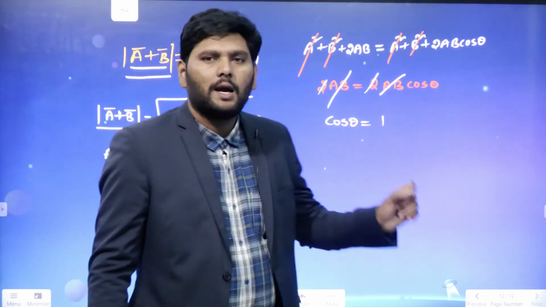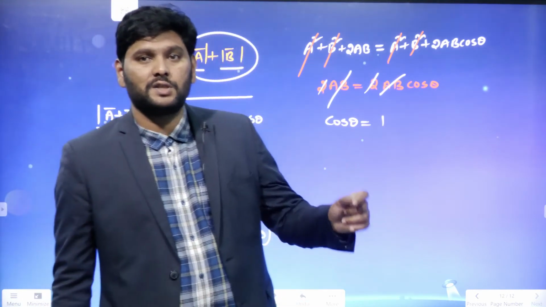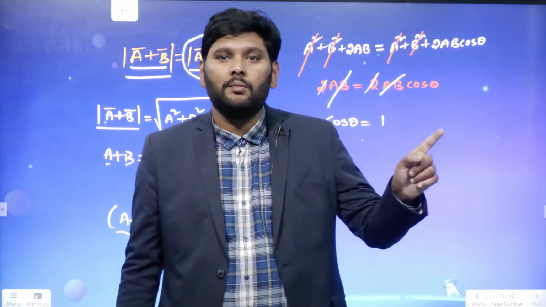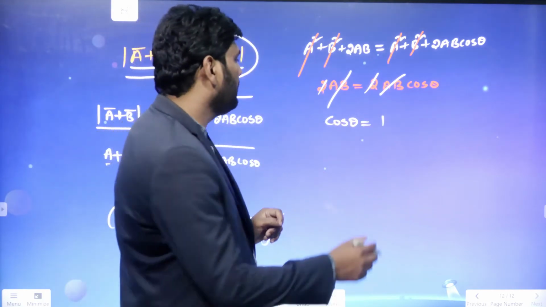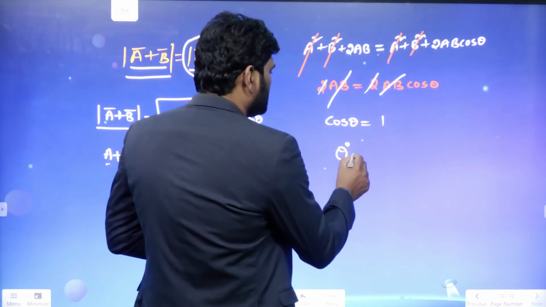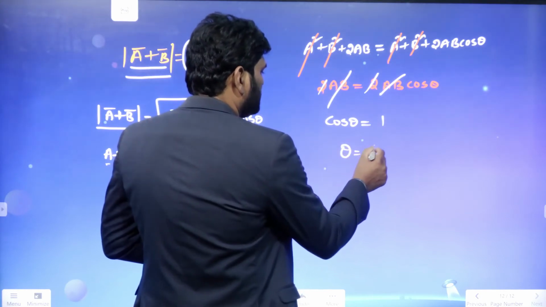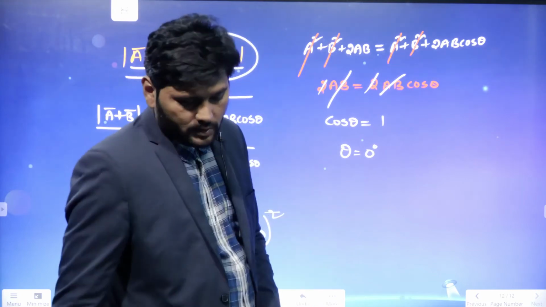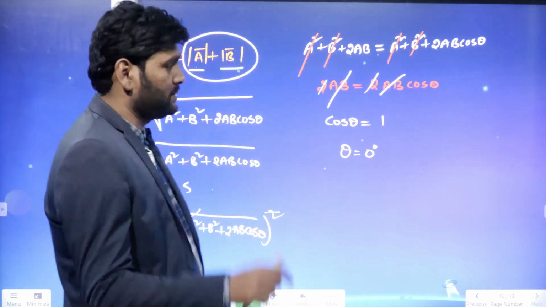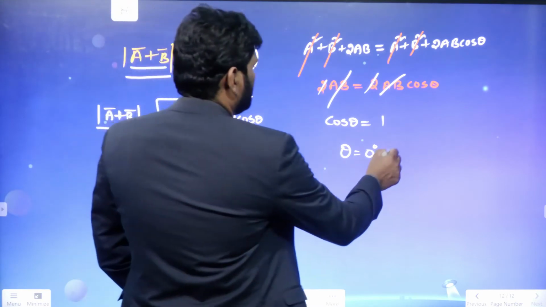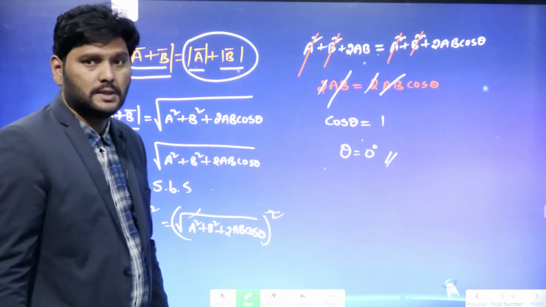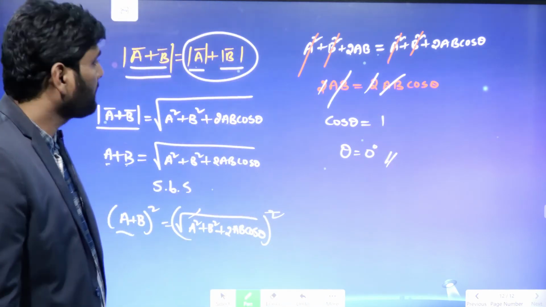You know, the cos function has the value 1 for which angle? It has the value 1 at 0 degrees. So here theta becomes 0 degrees. So that is the first option. This is the way you will get the answer. This is the solution for the first question.